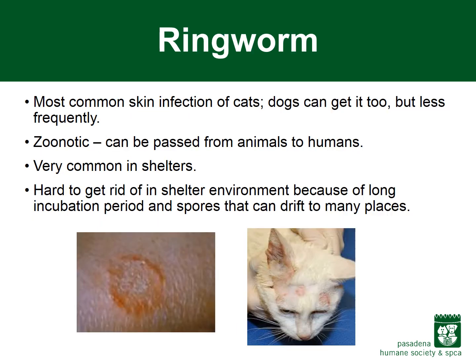Ringworm. This is a very common skin infection, and it is probably the most common that we see, especially in cats. Dogs do get it too, but less frequently, and it is zoonotic. It can be passed from animals to humans. It's really common here, and we do see it pretty often. It's hard to get rid of in a shelter environment because of the long incubation period, and the spores can drift to many places.